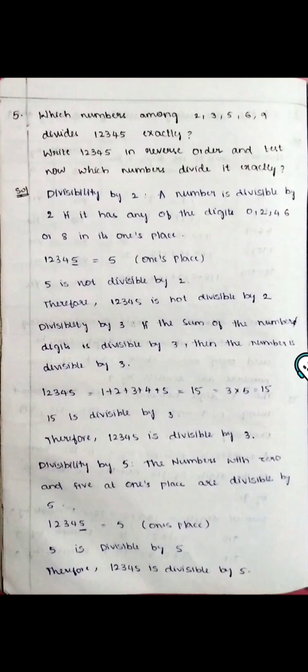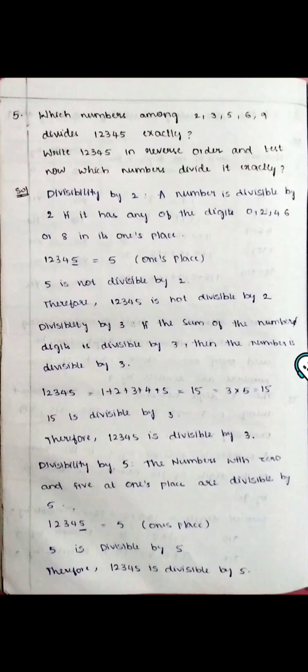Divisibility rule for 2: a number is divisible by 2 if it has any of the digits 0, 2, 4, 6 or 8 in its ones place. If we check 12345, it has 5 in its ones place. So it is not divisible by 2. Therefore, we can say that 12345 is not divisible by 2.